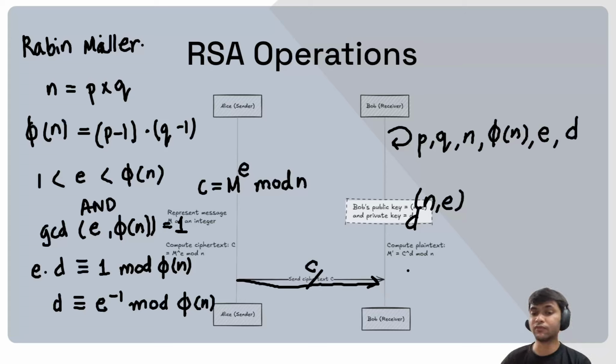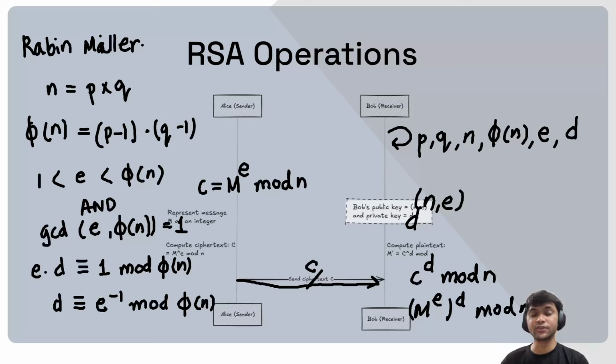And Bob, if they want to regain the original message, the plain text M, can use the formula C raised to D mod N. This works because C was M raised to E mod N, and we just witnessed that E times D is 1. So this essentially is the plain text M. And that is how Bob regains the plain text M that Alice wanted to send over.